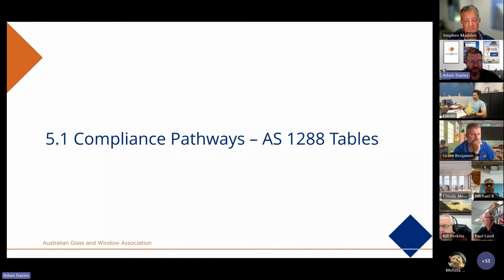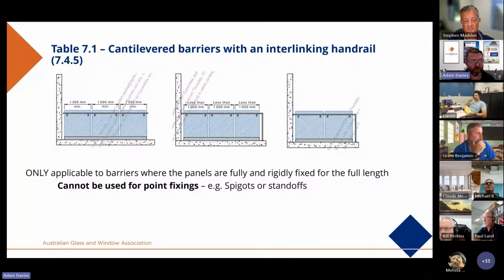We're going to talk about the tables first, and then we'll move through the other ones. So in AS 1288, there are 3 selection tables provided, 7.1, 7.2, and 7.3. We look at 7.1. It's applicable to cantilevered barriers with an interlinking handrail.